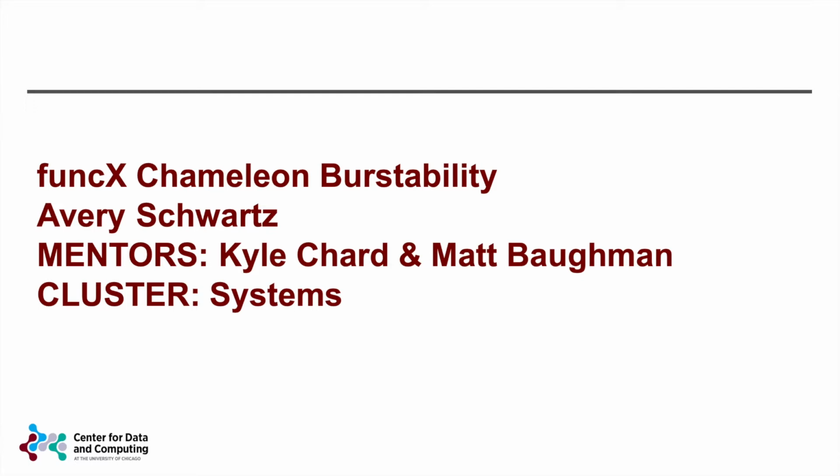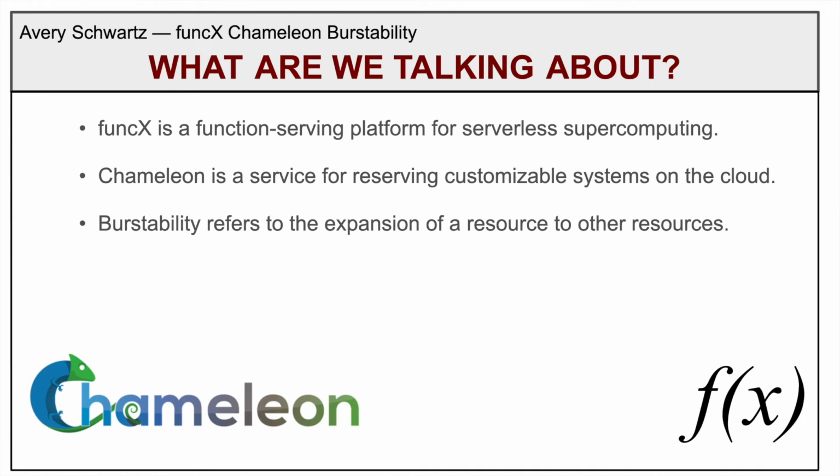Now, to start, we need to go over what that all means. So, funcX is a function-serving platform for serverless supercomputing. Basically, if a system can run Python, it can run funcX. Now, Chameleon is a service for reserving customizable systems on the cloud, and burstability is just a term that refers to the expansion of a resource to other resources. Now, that will become more clear as we continue on.